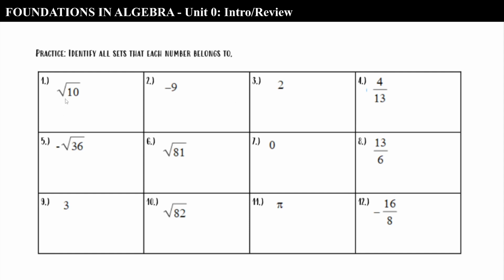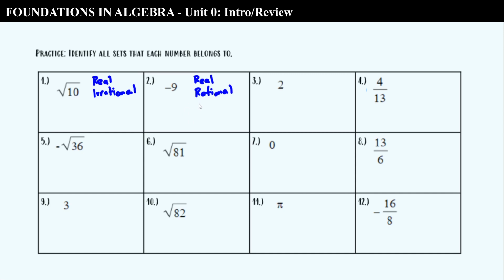Square root of 10. Let's find out what this belongs to. So the square root of 10, it's real. Square root of 10 is real. And since the square root of 10 does not come out to a nice round number, it is also irrational. All right, for number 2, this number is real and it is rational because it's a nice round number.